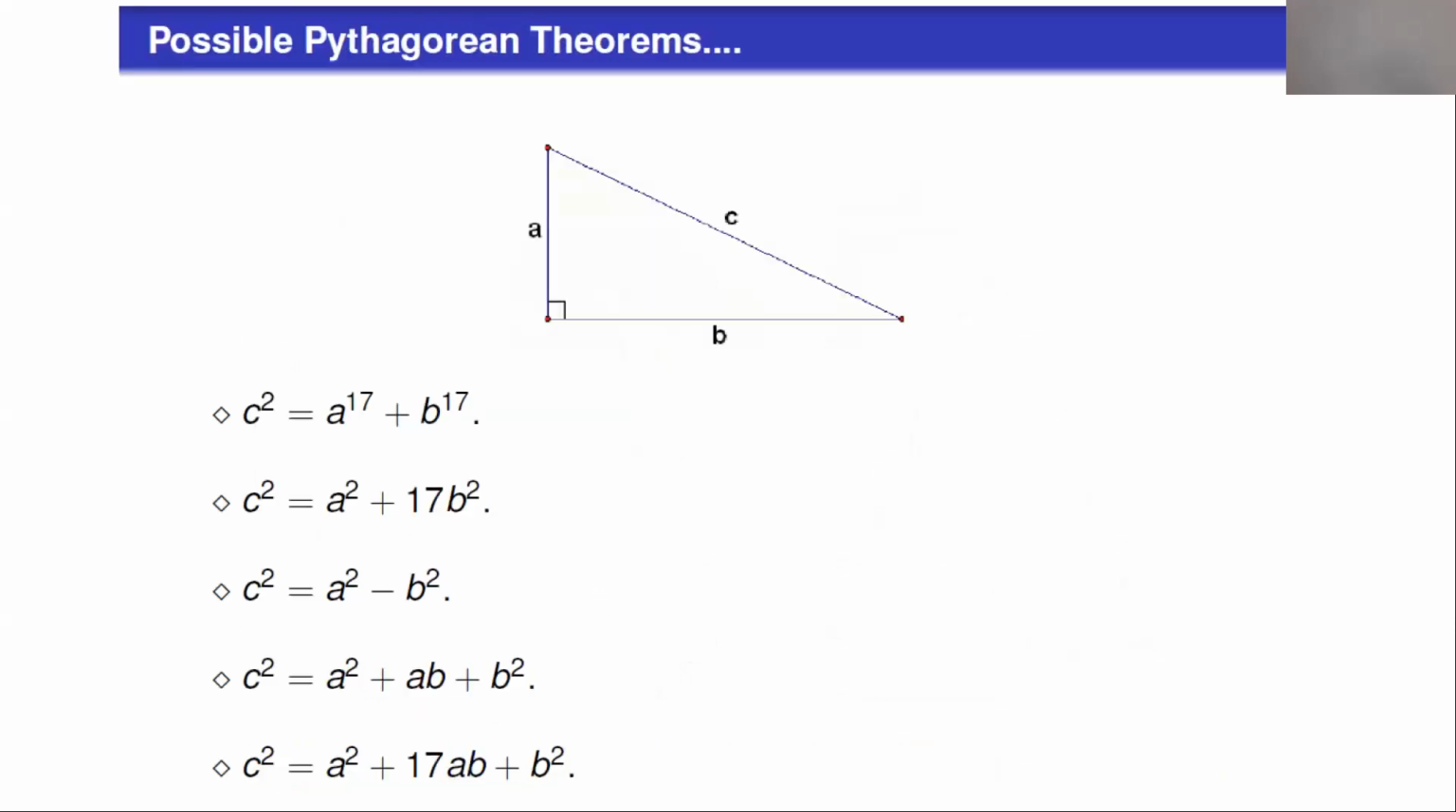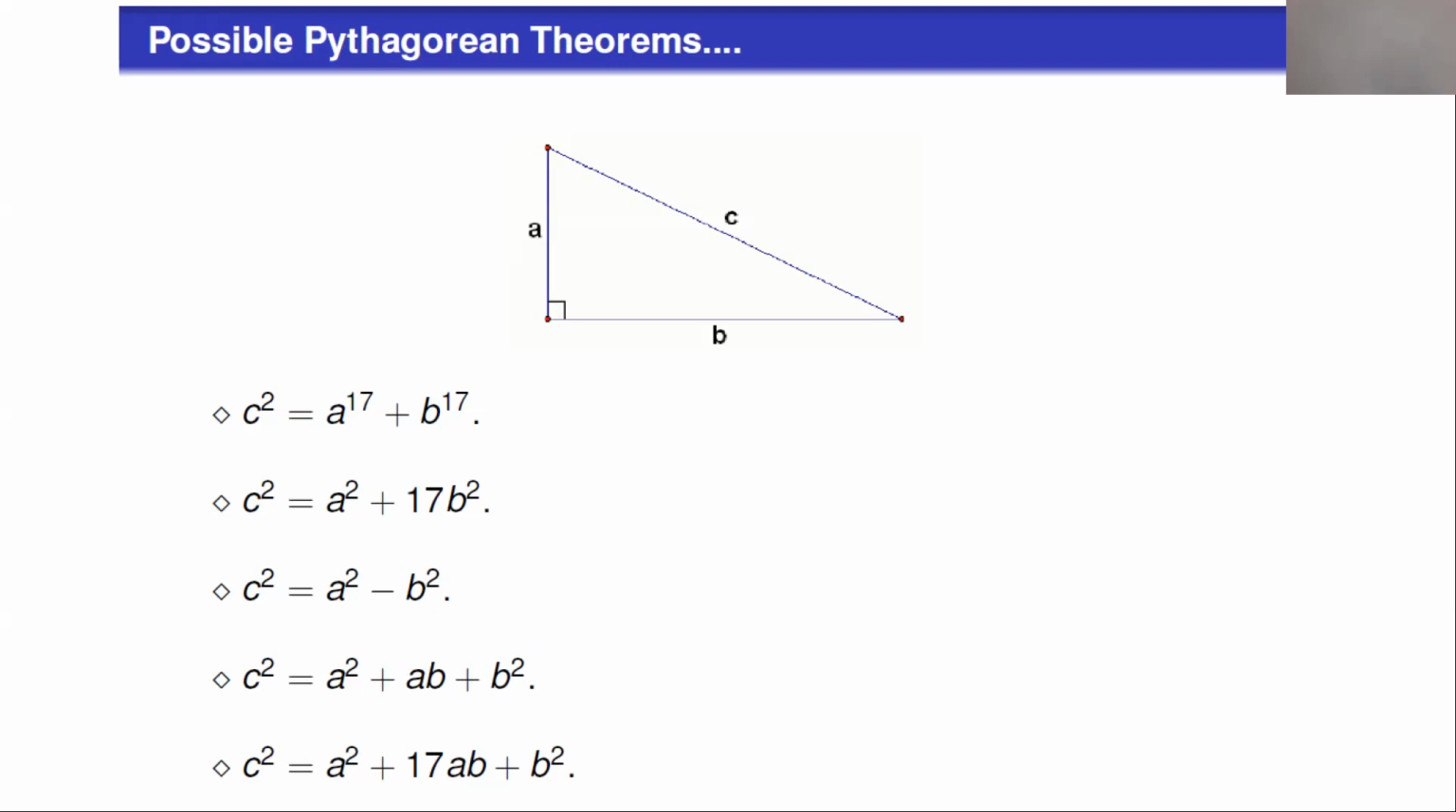So here are 5 possible Pythagorean formulas. Okay. So I want to talk a little bit about which ones might or might not be true. Do you think the first one could be right? Do you think c squared could be a to the 17 plus b to the 17? Probably not. Okay, why not? Because a to the 17 is probably a lot bigger.